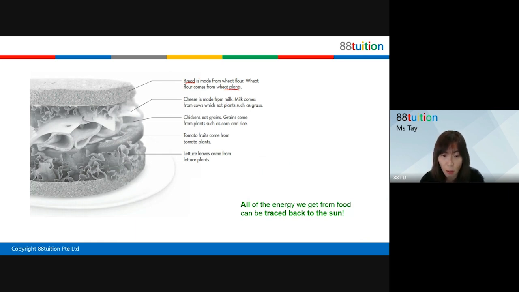Cheese is from milk, and milk comes from cows. Cows actually eat plants like grass, so plants again. Chickens eat grains. Grains come from plants. Then tomato fruits come from tomato plants. Lettuce leaves come from the lettuce plant. So you can see everything traces back to the sun, because plants make food using the light energy from the sun.